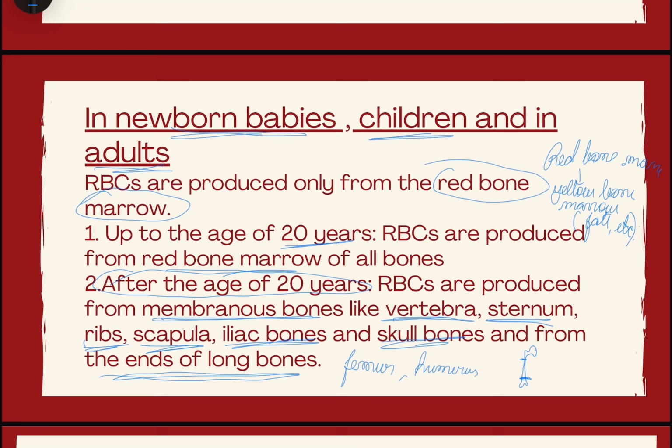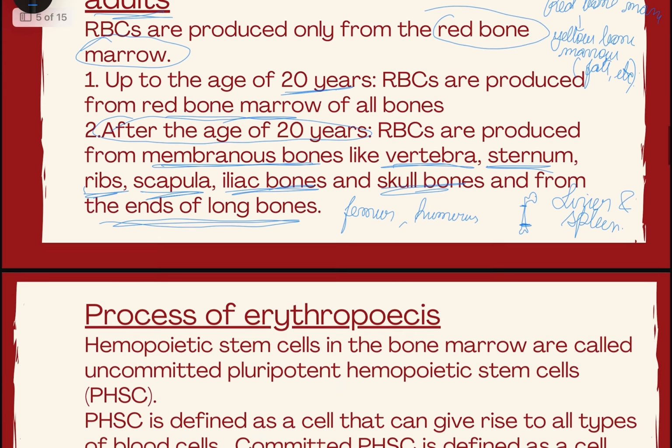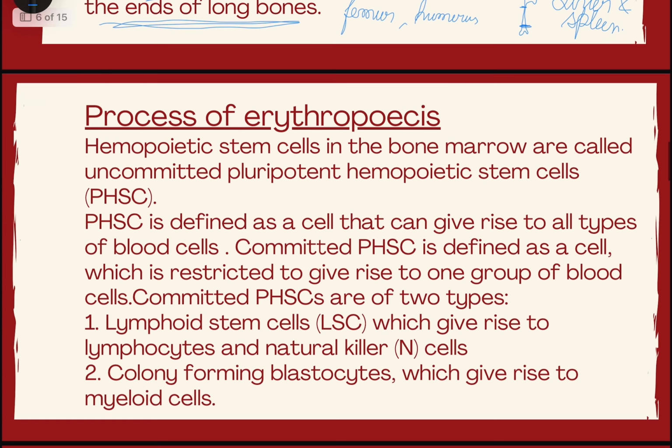However, in adults also, in some cases, due to some disease condition or any other pathological or physiological condition, if there is some problem with the bone marrow, then the liver as well as the spleen will help in the formation of blood. That is, they will also help in the formation of erythrocytes, thereby being sites of erythropoiesis as well. Now, the process of erythropoiesis.